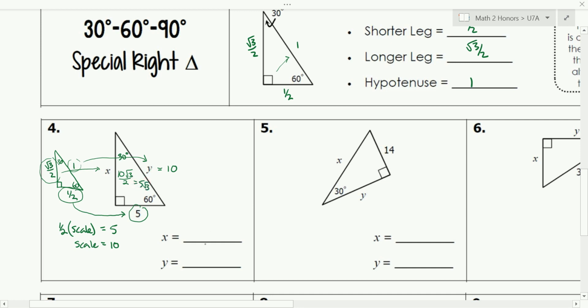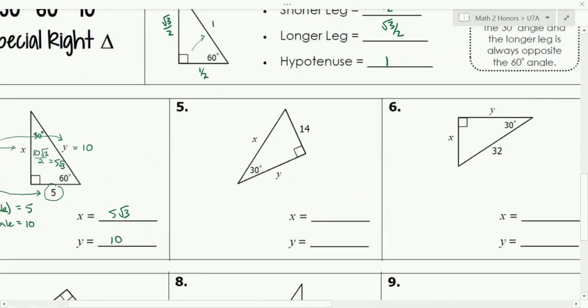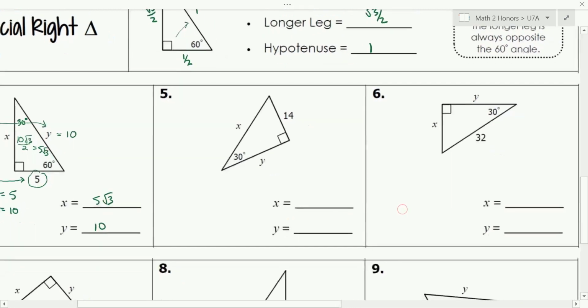We found our missing link. So we got 5 root 3 and 10. And so the scale factor really cuts down the work if you can find it. And most of these you can use a scale factor on. There's one where it's just harder to find it, but most of these will work this way.